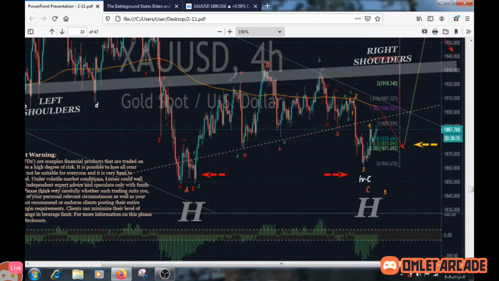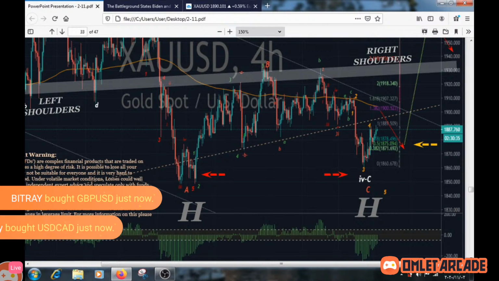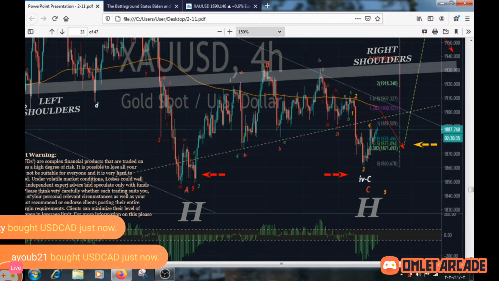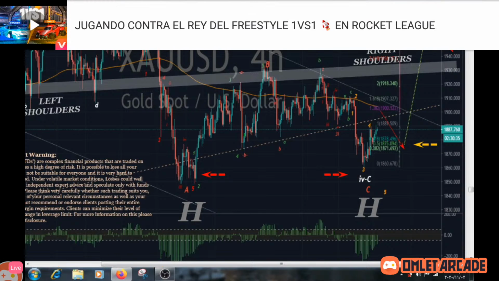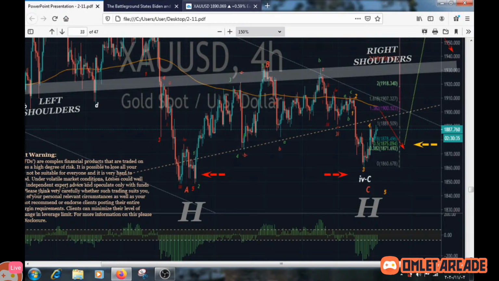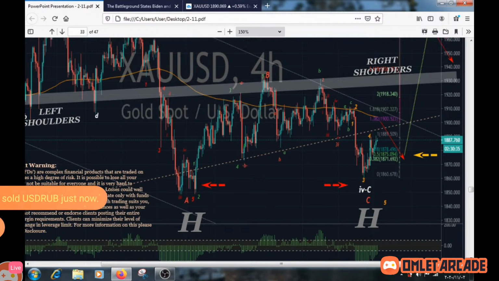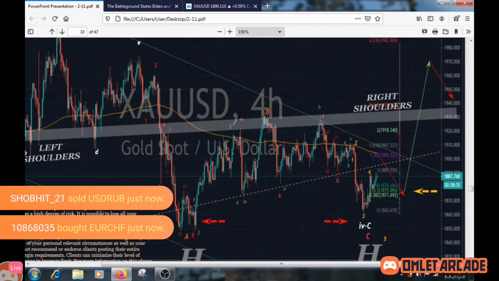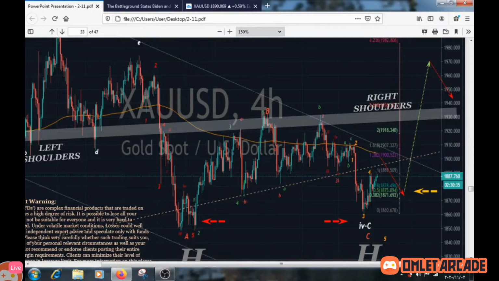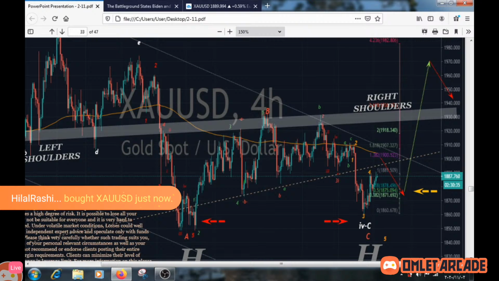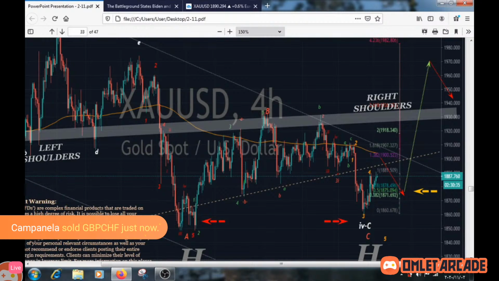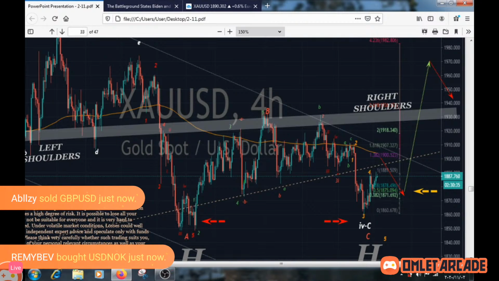These are the levels we get for our chart: 1,875, 1,700, and 1,872. Of course, we're going to go up to the next line, around 1,900. We believe we're going to break that tomorrow, 1,907, forming the right shoulder.